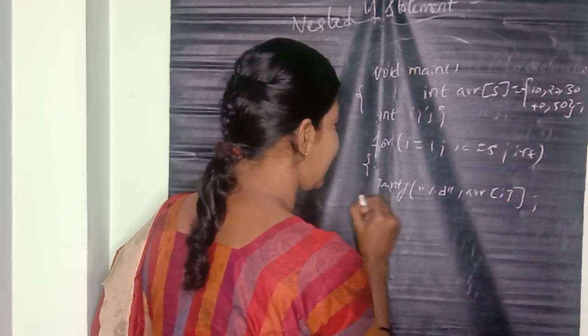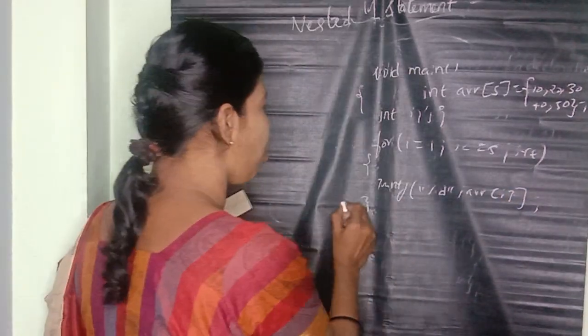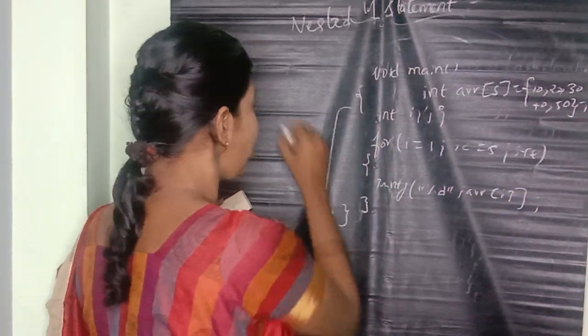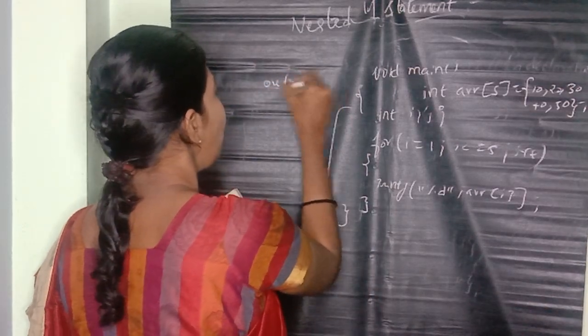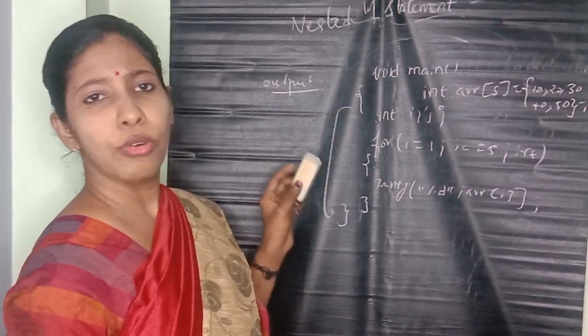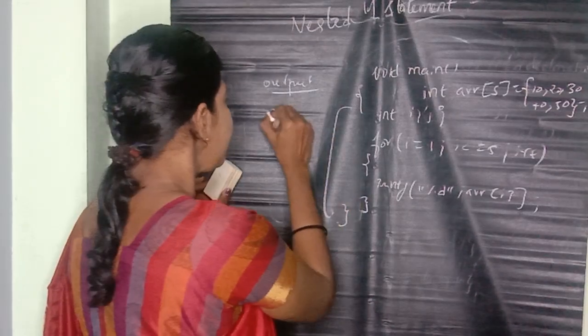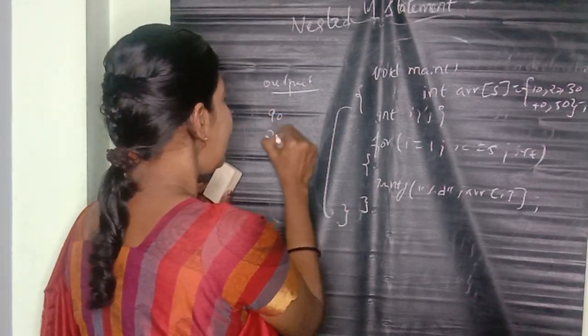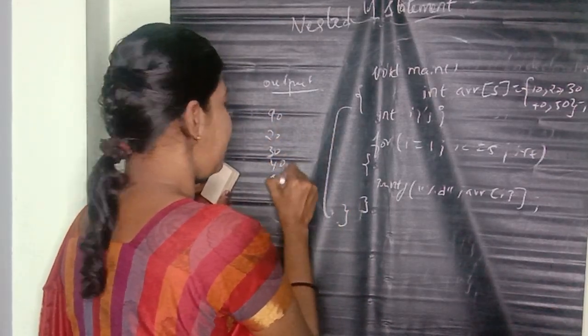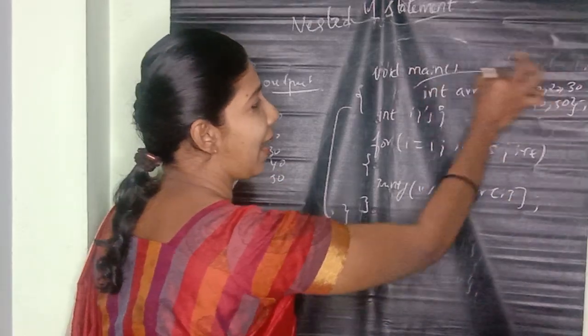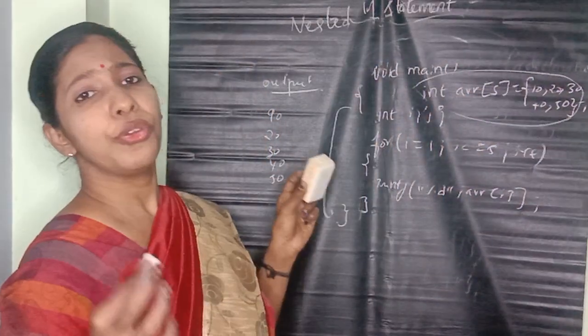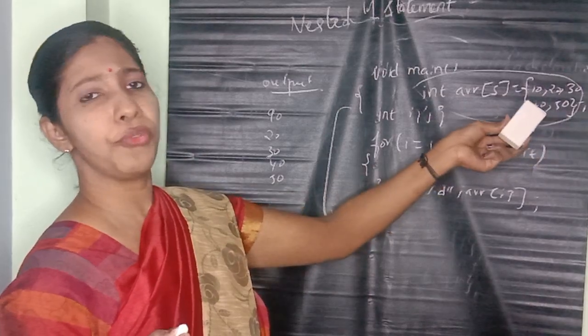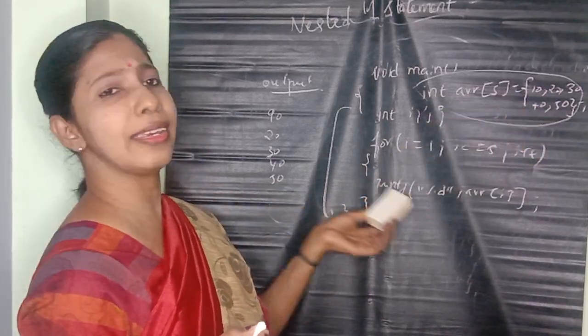Okay, what happens here? What is the output of this? I am closing the bracket here. What is the output of this one? 10, 20, 30, 40, 50 printing. Because the array, you initialize the value, you initialize the array here. You initialize the values 10, 20, 30, 40 and 50, you initialize the array value. So it prints.